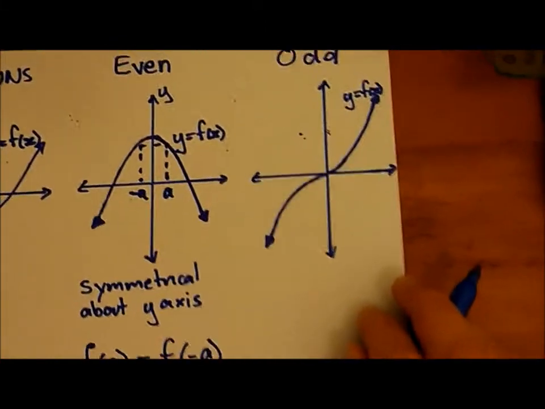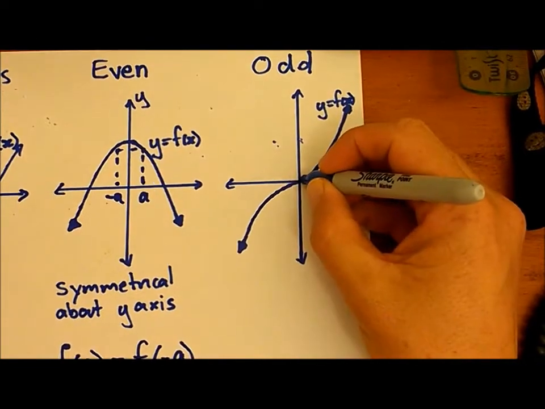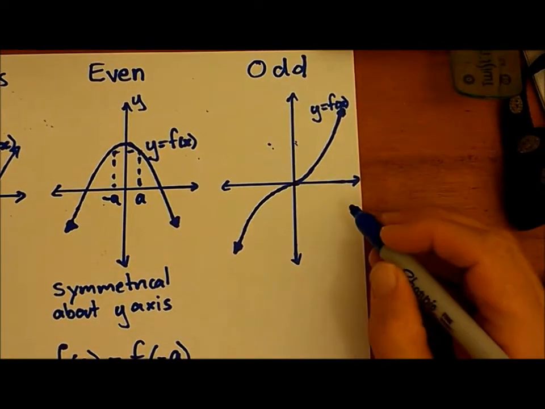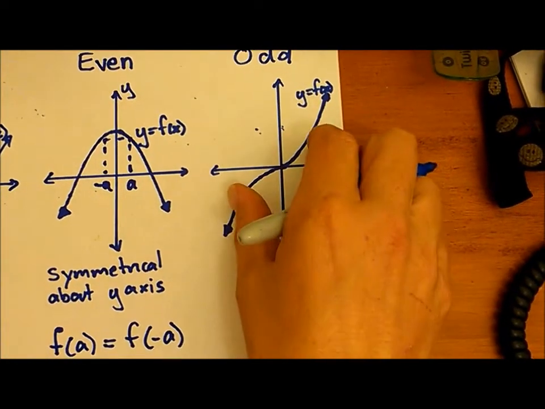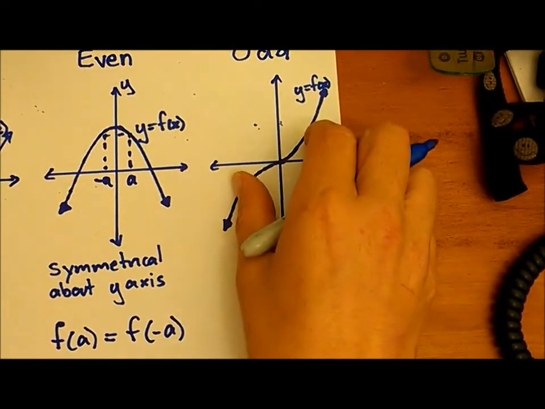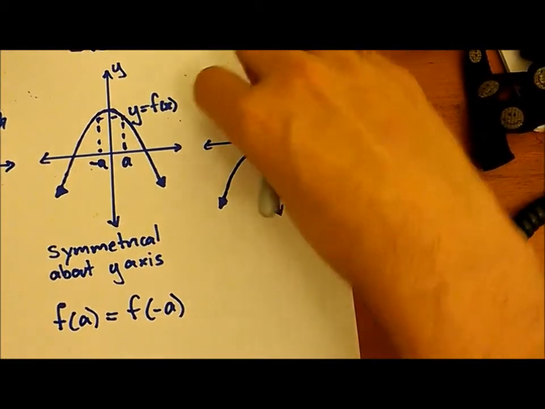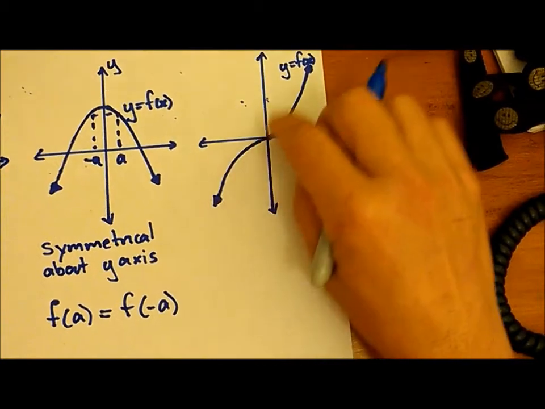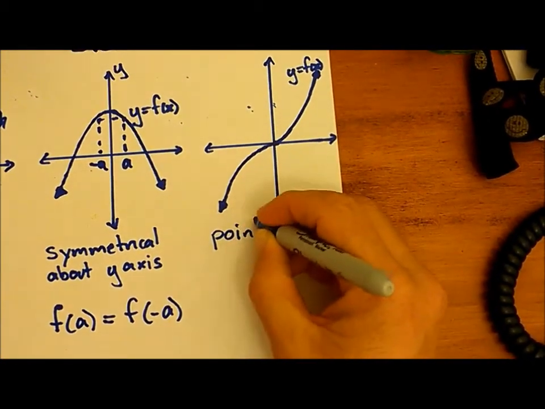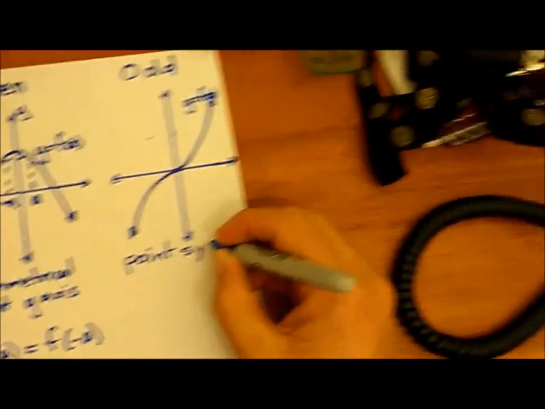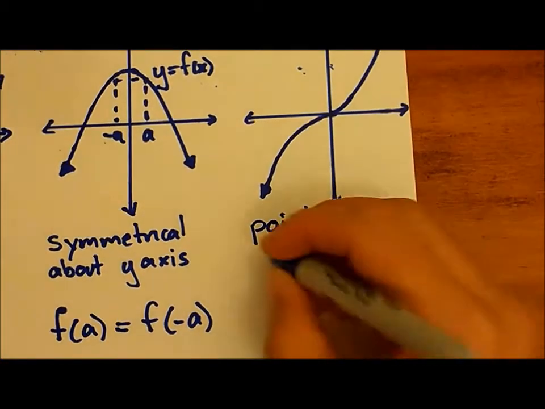The other functions are the odd functions. Now, odd functions have to have some sort of point symmetry around the origin. What point symmetry means is that I just rotate it back onto itself. If I picked up this curve and rotated it 180 degrees, I'd end up with the same function. So they have this point symmetry about the origin.